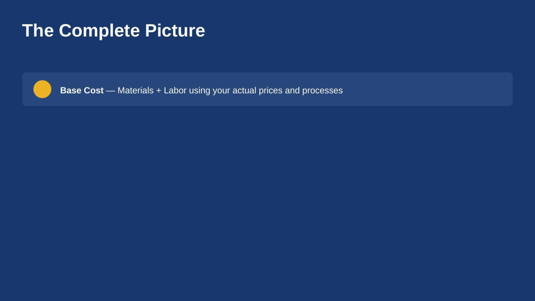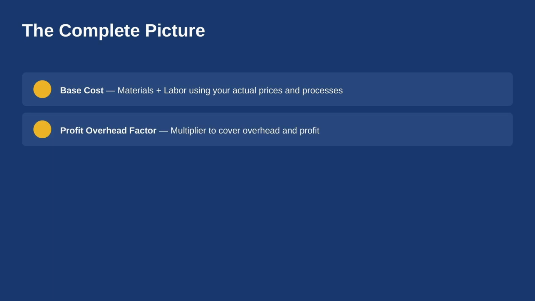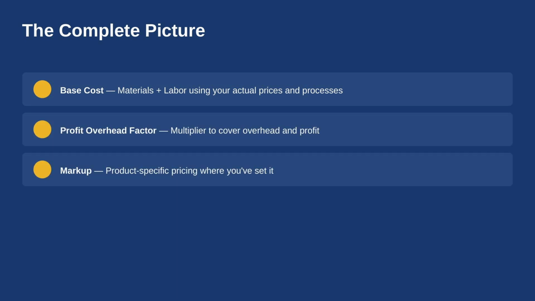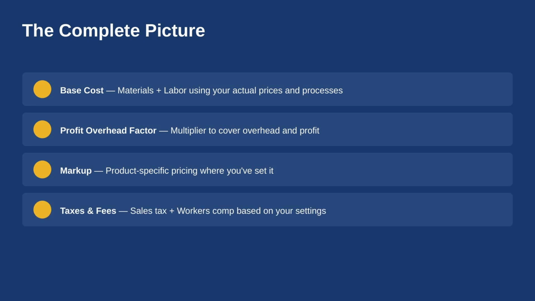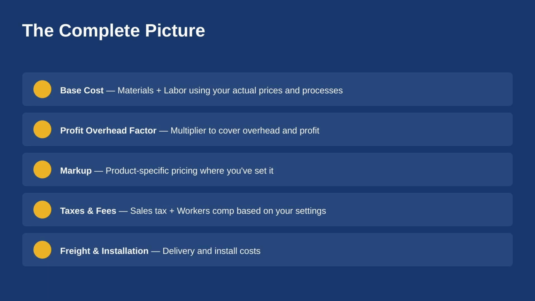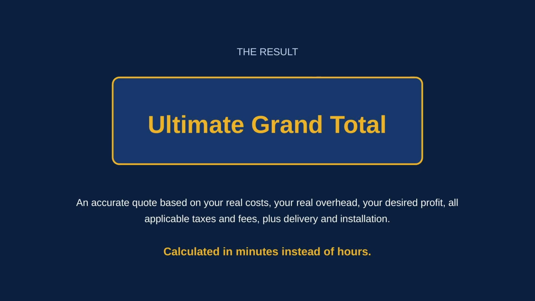Putting it all together, here's the complete picture. Step 1. Quickbid calculates your base cost, materials plus labor, using your actual prices and your shop's specific processes. Step 2. It multiplies by your profit overhead factor to cover overhead and profit. Step 3. It applies any product-specific markup where you've set it. Step 4. It adds taxes and fees based on your settings. Step 5. It adds freight and installation costs. The result is your ultimate grand total, an accurate quote based on your real costs, your real overhead, your desired profit, all applicable taxes and fees, plus delivery and installation, calculated in minutes instead of hours.